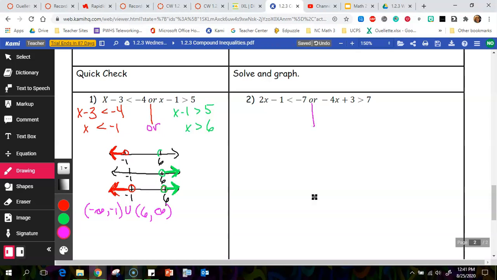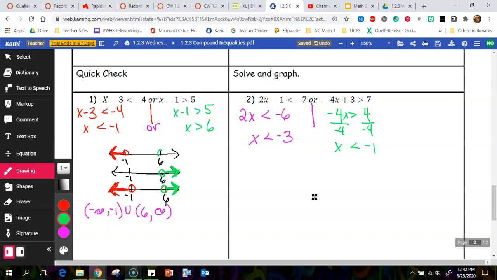2x minus 1 less than negative 7. Let's add 1 to both sides. That's 2x less than negative 6. Divide by 2. This is a negative number, but I'm not dividing by a negative number. So this stays less than, and it's less than negative 3. All right, negative 4x plus 3. So I'm going to subtract 3 from both sides. Greater than 4. Now this time, I am dividing by negative 4. So I need to flip that symbol. So x is less than negative 1.